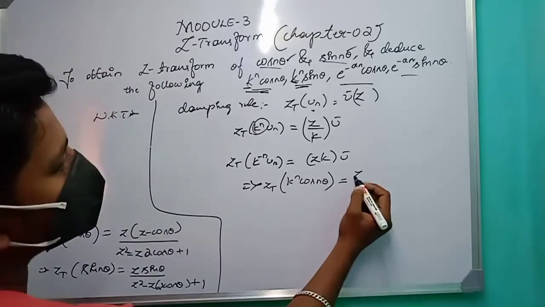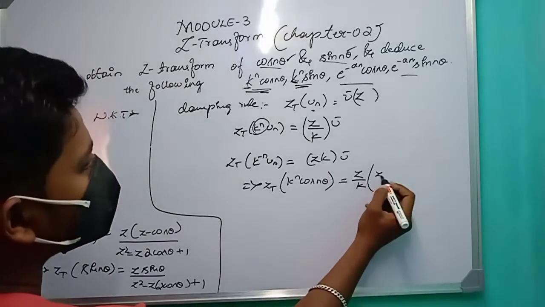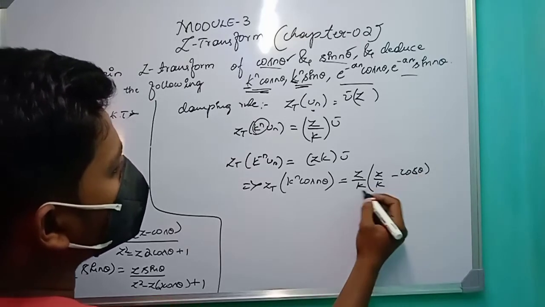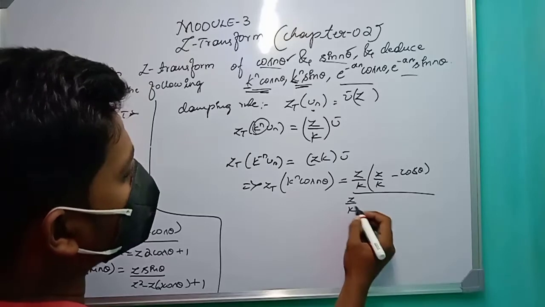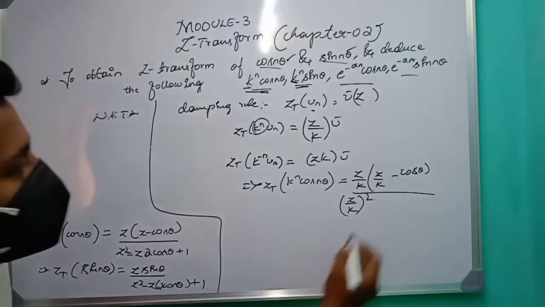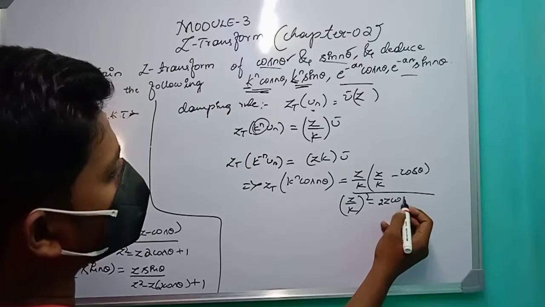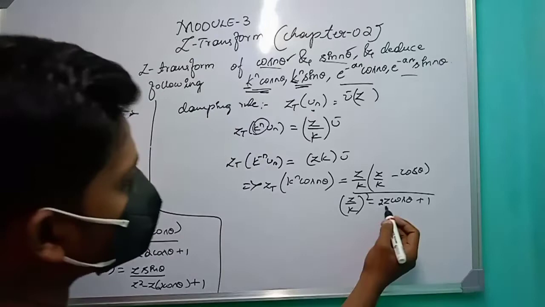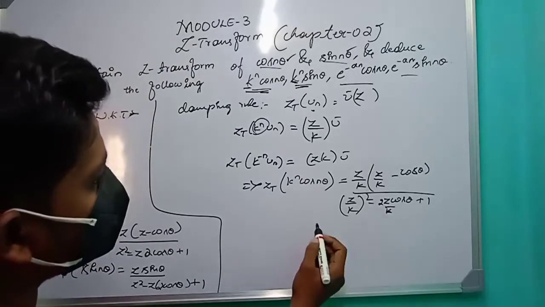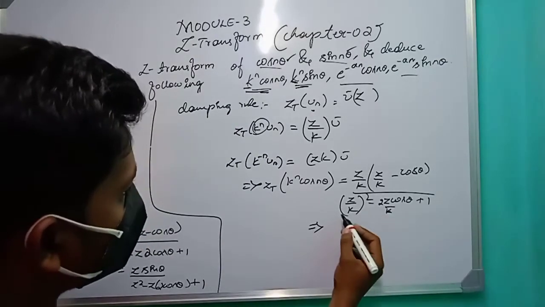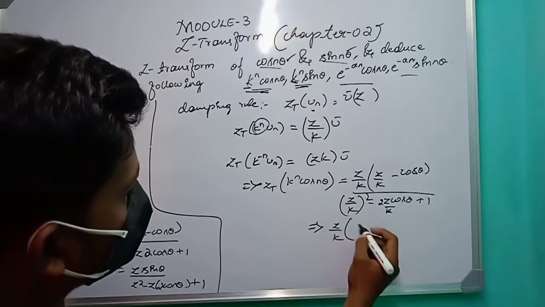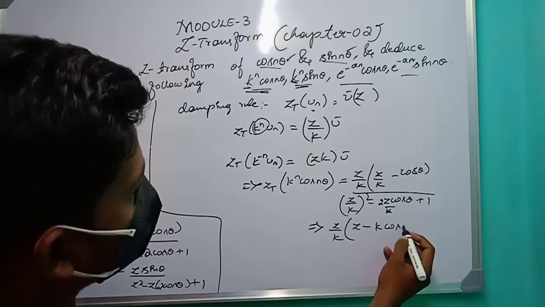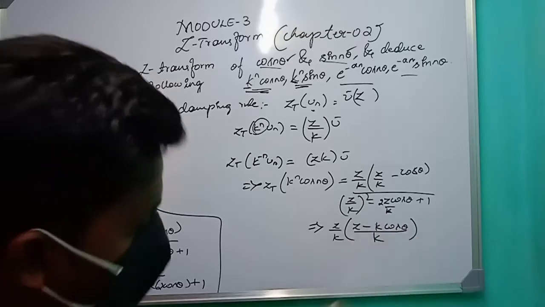So using our damping rule, the Z transform of k power n cos n theta can be written as what? z by k into (z by k minus cos theta) whole divided by (z by k) whole square minus 2 z by k cos theta plus 1. Now by taking the LCM of all, we get z by k into (z minus k cos theta) by k.